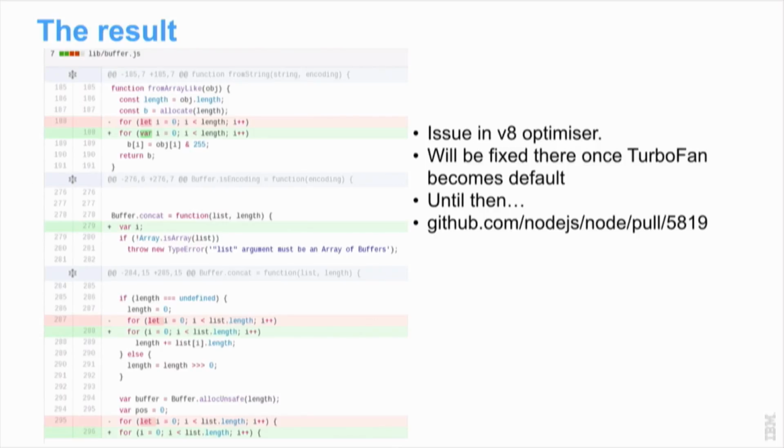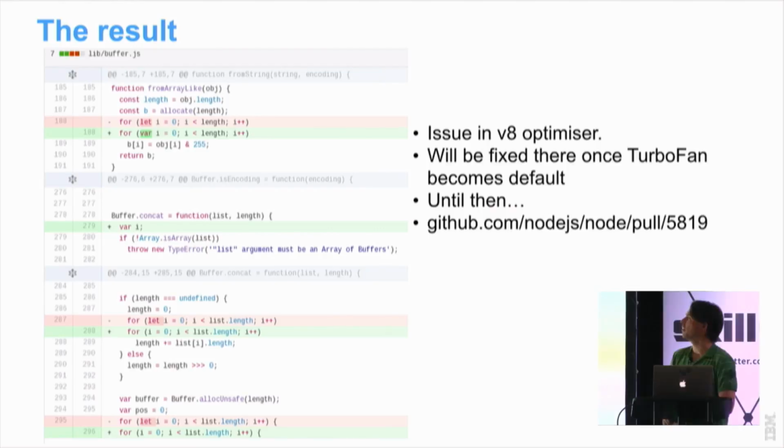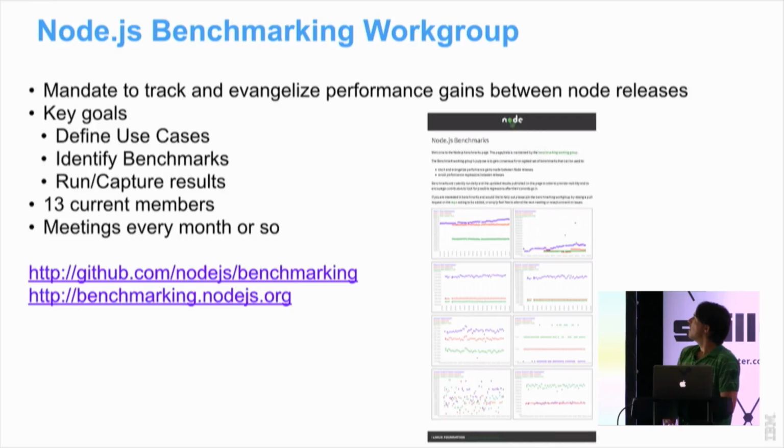After an issue and a pull request, it turned out that the problem was in Node 4.4. We'd gone through and changed, in all the for loops, the stepper variable to be declared with let rather than var, which the current optimizer has an issue with in V8. So this will be fixed when TurboFan becomes the default, but in Node 4.4 it isn't the default. So we reverted the change and got the performance back, which was good.